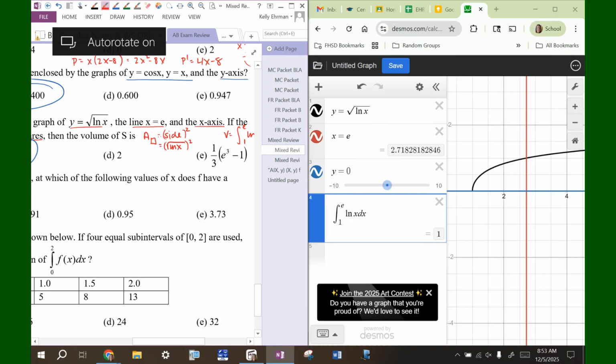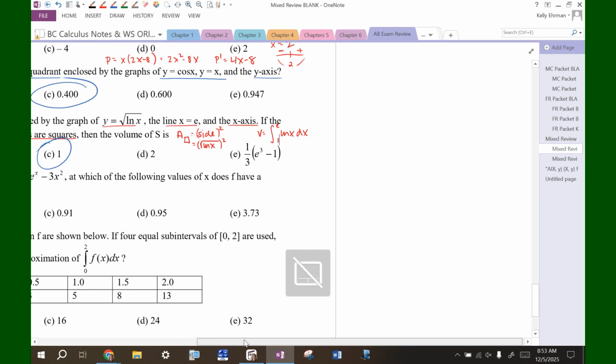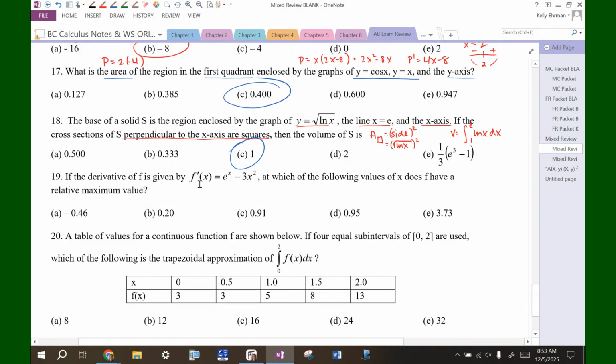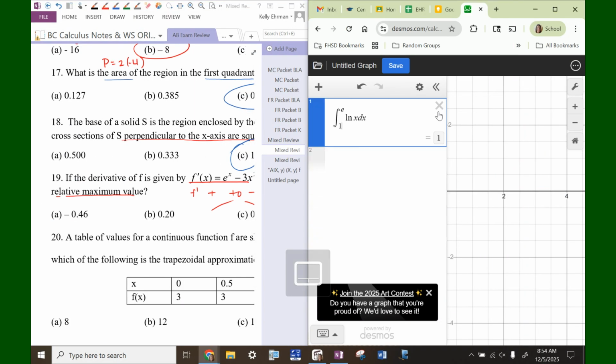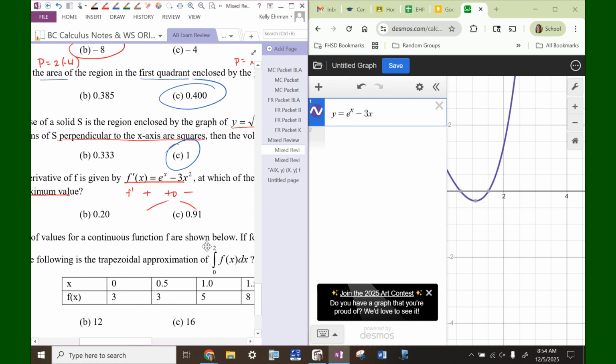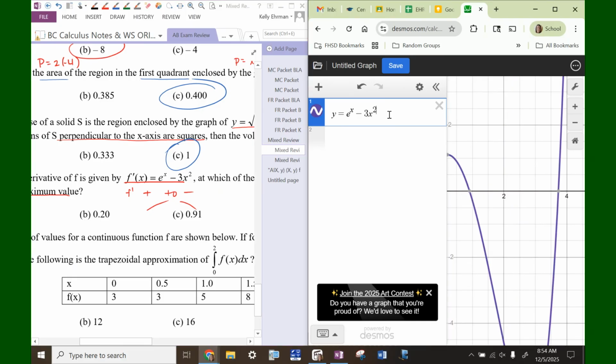All right. Let's see. If the derivative of f is given by this, at which of the following values of x does f have a relative maximum value? It would have a relative max when f prime changes from plus to minus. So let's just graph f prime and see where that happens. Notice I'm not putting in f prime equals. I probably could, but I don't want to mess with that.